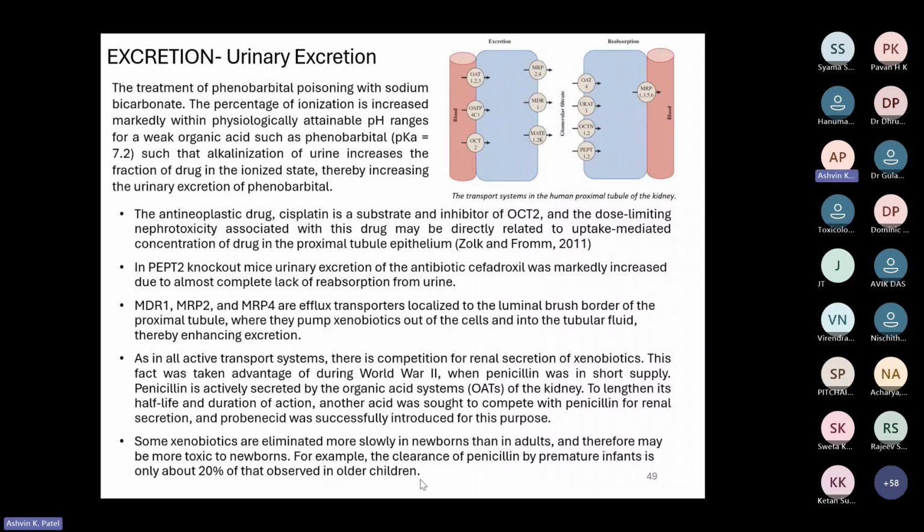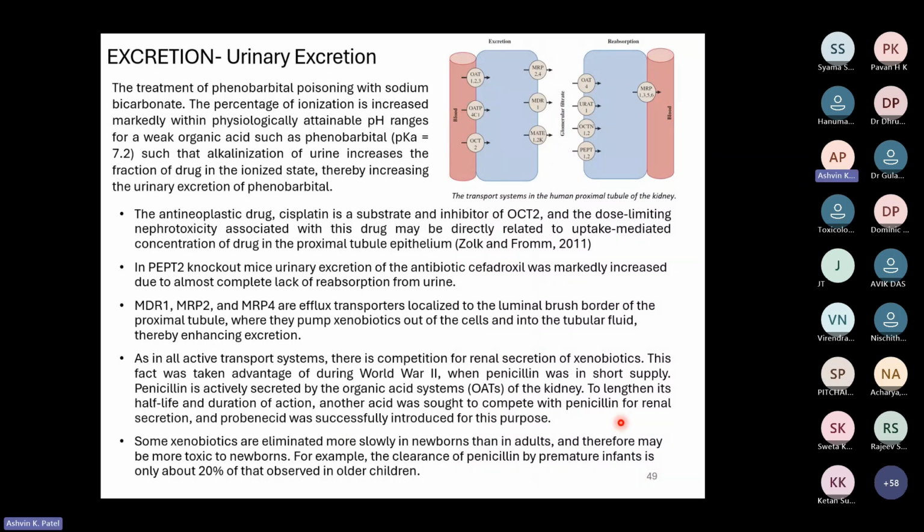This fact was taken advantage of during World War II. When there was World War II, there was a specific requirement of the penicillin drug for the soldiers. So penicillin was in short supply. Penicillin is selectively secreted by the organic acid system, the OATs transporter of the kidney, so to lengthen its half-life and duration of action, another acid was sought to compete with the penicillin for the renal secretions.